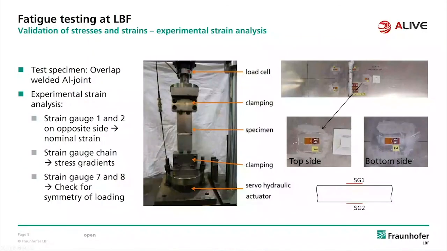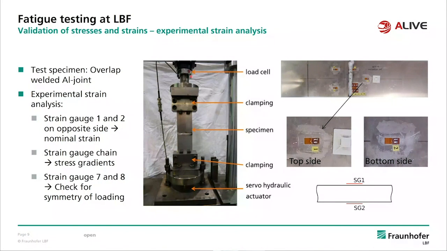We saw it before, and maybe this is a good thing to go a little bit deeper into detail, because I think it's very crucial and very important, especially if you want to use the fatigue tests further in a finite element analysis, and also in the development of fatigue assessment approaches. That is mostly what we do in our institute. So what is shown here is an overlap welded aluminum joint. So here's the joint, it's clamped in the test rig.